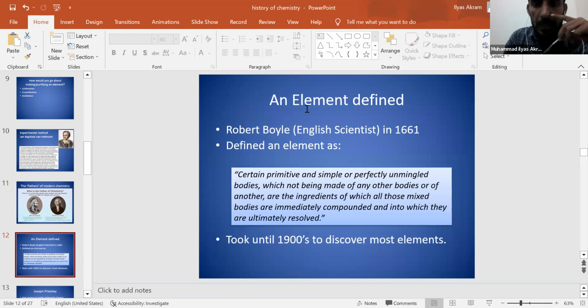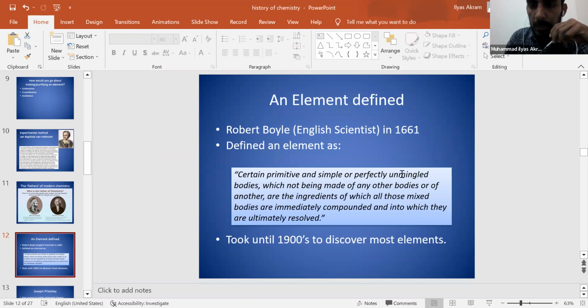So an element, how can we define an element? Robert Boyle, the English scientist, in 1661 defined an element as certain primitive and simple or perfectly unmingled bodies.